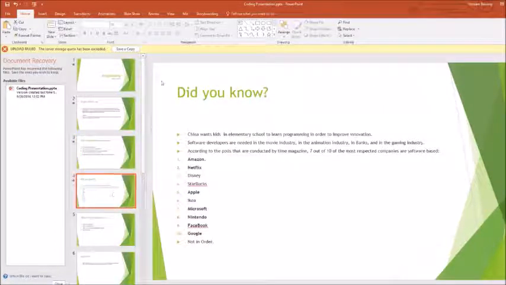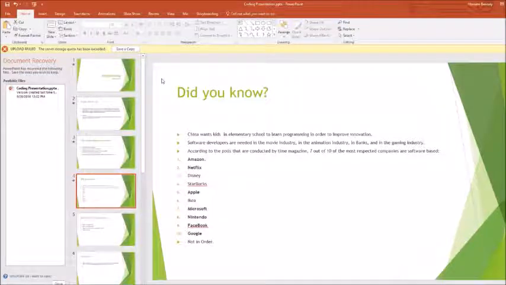All right, so just a little did you know: in China they want kids in elementary school to start learning programming, and they claim this will improve innovation. And the way I look at it is that if they can do it, then we certainly can. Programming isn't really that hard if you think about it. It's just knowing where to look, where to practice. That's probably the hardest thing about programming, in my opinion.